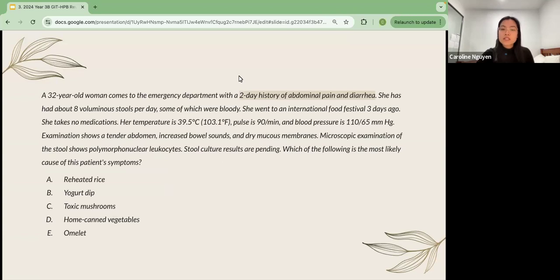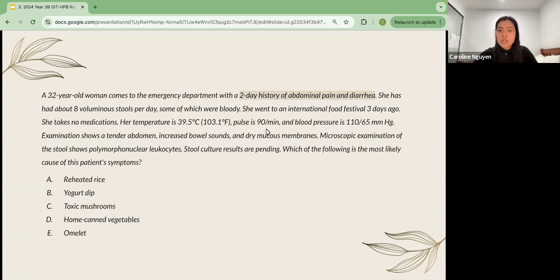Next question. There's a 32-year-old woman who comes to the ED with a 2-day history of abdo pain and diarrhea, 8 voluminous stools per day, some of which were bloody. She went to an international food festival 3 days ago. She takes no medications, high fever, blood pressure's fine, tender abdomen, bowel sounds, dry mucous membrane.